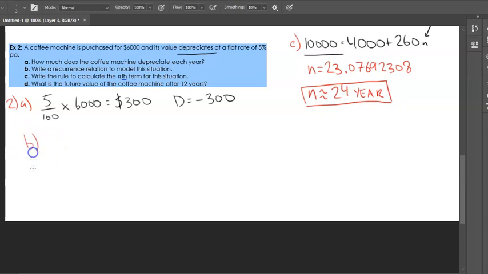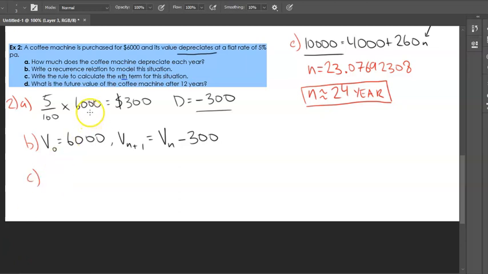B, write a recurrence relation to model this situation. With recurrence, we always write V of 0, our initial amount. And to get the next term, V of n plus 1, this is equal to the previous term, V of n, and because it's depreciation, take away 300, because the common difference is 300. So that's our recurrence relation rule.